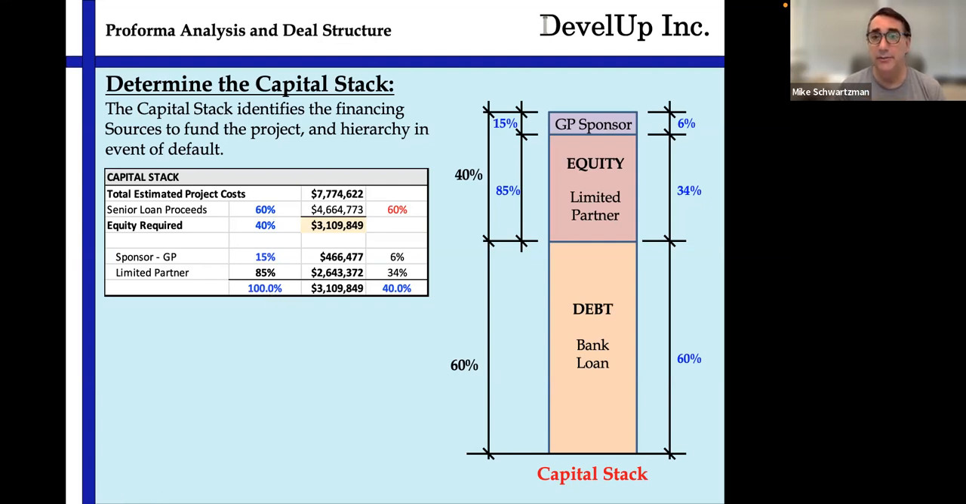That's 100%. That's kind of shown over here in the capital stack. The bank's at 60% regardless, but then in the equity, I've got 15% by the sponsor and 85% by the limited partner. Yet when I get into it, I'm the sponsor, I'm really only 6% of the total project. The limited partner is only 34% of the total project cost, et cetera.